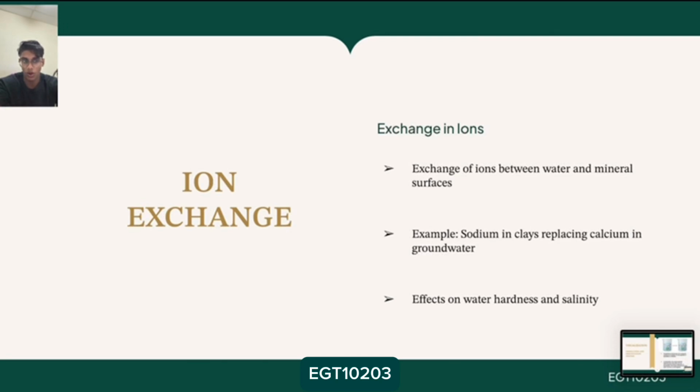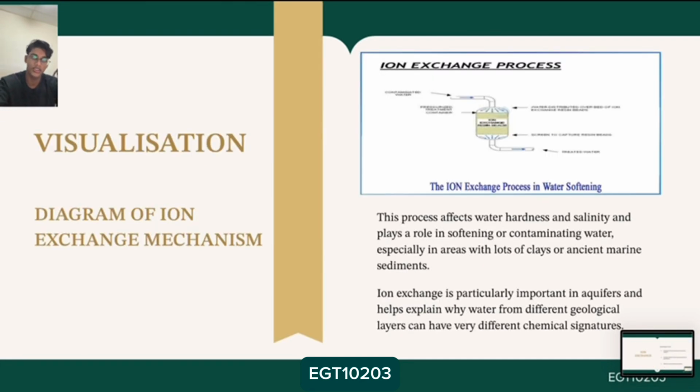So although it's not always visible, ion exchange significantly modifies water chemistry, especially in soils and aquifers. As you can see in the visualization given of the diagram of the ion exchange mechanism, where contaminated water undergoes a certain ion exchange process to produce treated water. As I explained previously, this process affects water hardness and salinity and plays a vital role in softening or contaminating water, especially in areas with lots of clays or ancient marine sediments.